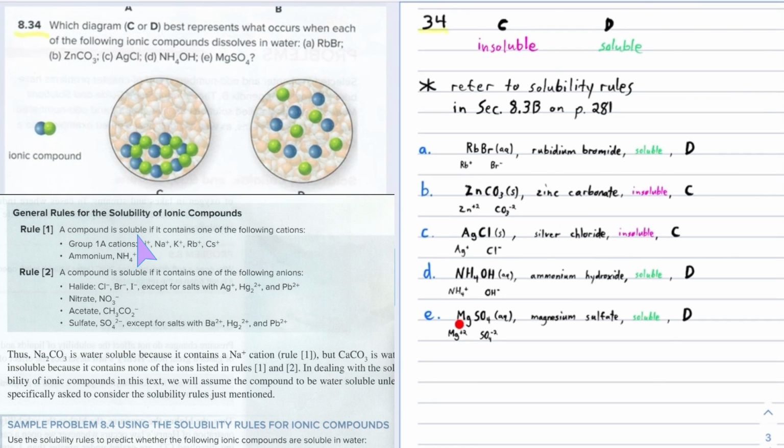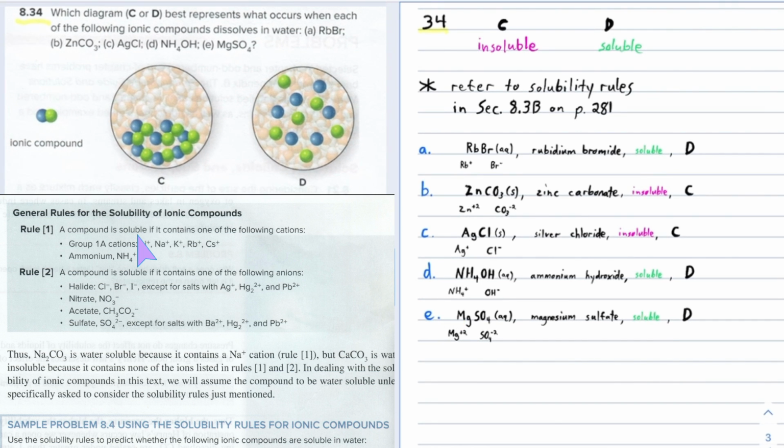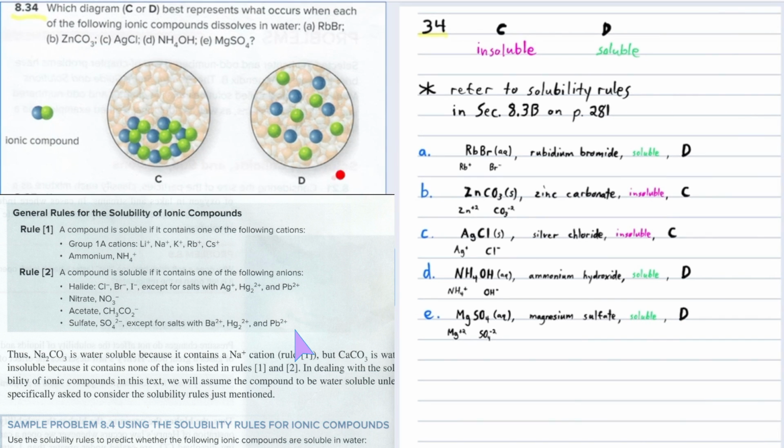Last one, MgSO4. This is the magnesium plus 2 cation and the sulfate SO4 minus 2 anion. So we'll call this magnesium sulfate. This is going to be soluble because sulfates are usually soluble and magnesium is not an exception. So this is soluble and therefore it looks like solution D.